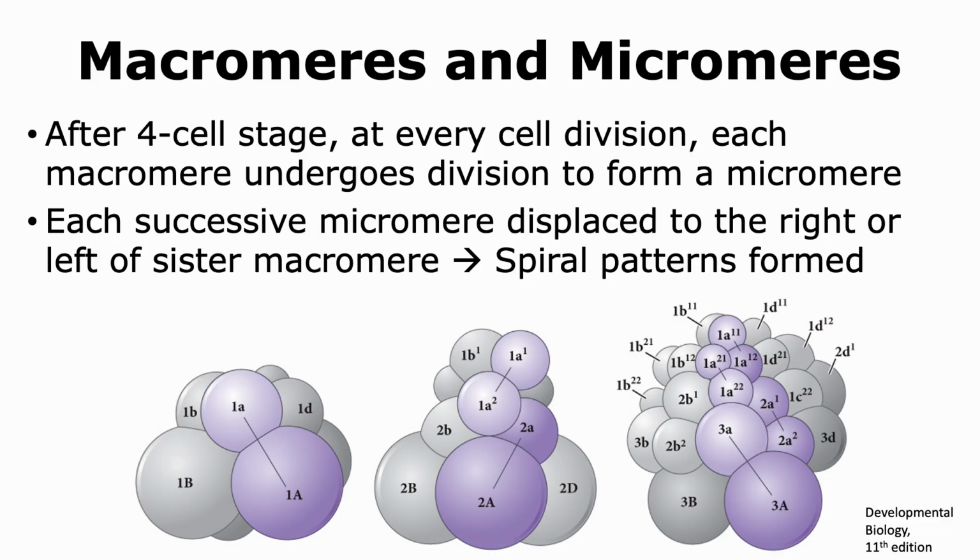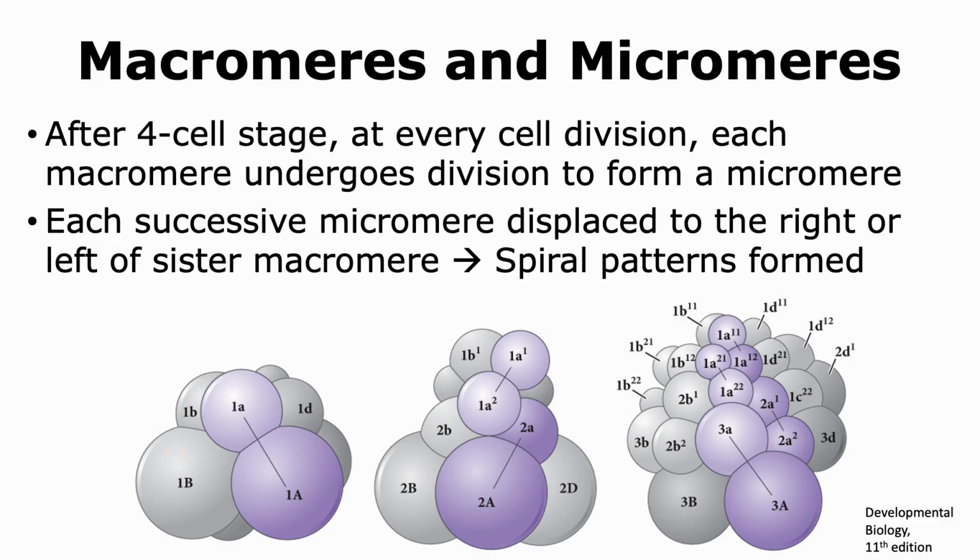The reason the micromeres are to the right or the left of the sister macromeres is simply because cleavage occurs at oblique angles, and thus gives a spiral pattern. And that is what is shown in the figure. So in the middle panel of the figure, we can see that the macromere has undergone the second cell division, and this is where we see the 2A has given rise to a small 2a, and the 1A that came during the first cell division of the macromere has formed two daughter cells, which are 1A2 and 1A1.